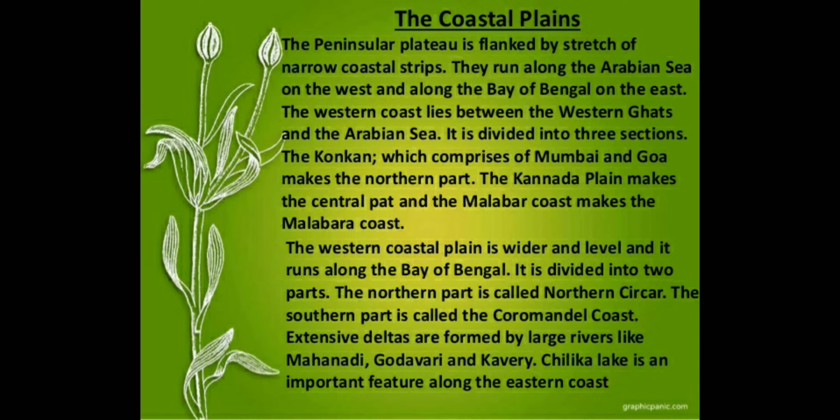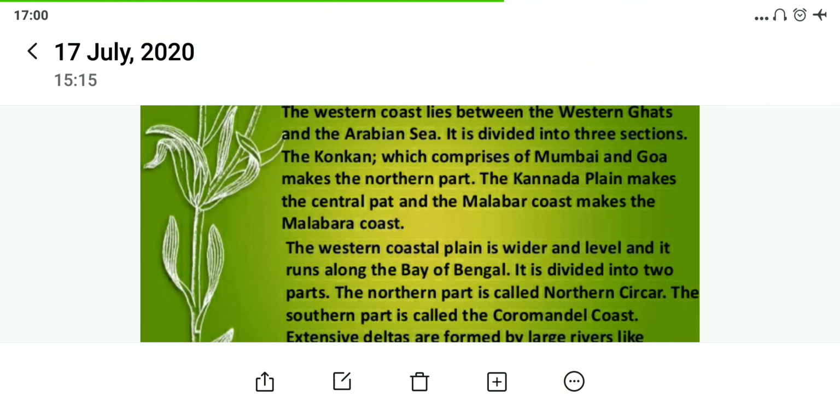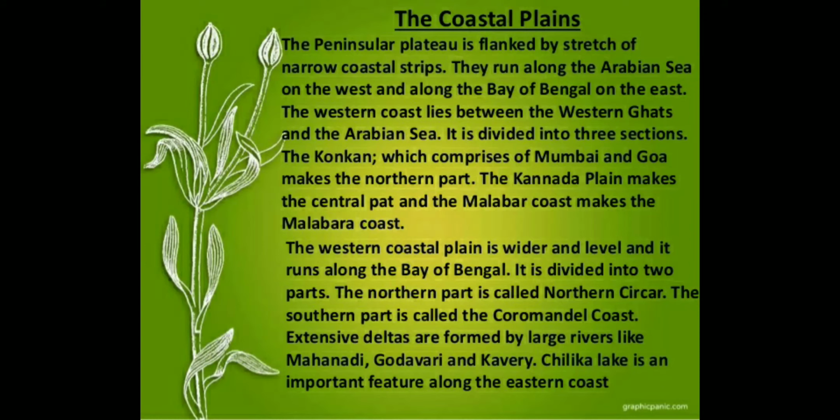The western coast lies between the Western Ghats and the Arabian Sea. Clear? In between this zone. It is divided into three sections. What are they? The Konkan, which comprises Mumbai and Goa. Goa makes the northern part. The Kannada plain makes the central part, and the Malabar coast makes the southern part, the Malabar plains. Clear to you?